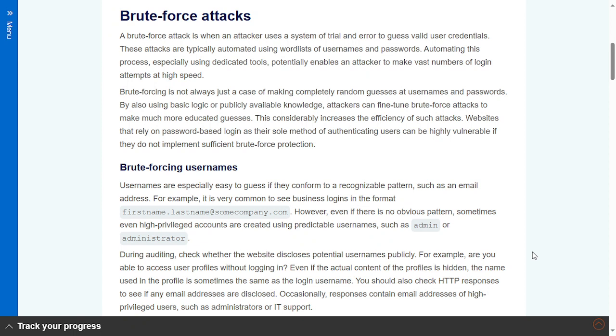Brute forcing is not always just a case of making completely random guesses at usernames and passwords. By also using basic logic or publicly available knowledge, attackers can fine-tune brute force attacks to make much more educated guesses. This considerably increases the efficiency of such attacks. Websites that rely on password-based login as their sole method of authenticating users can be highly vulnerable if they do not implement sufficient brute force protection.